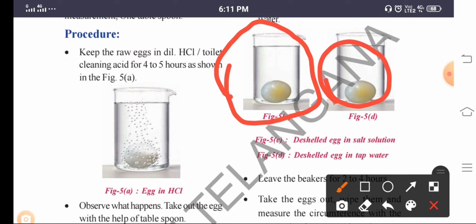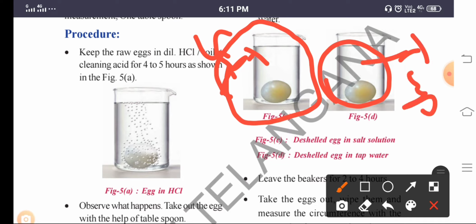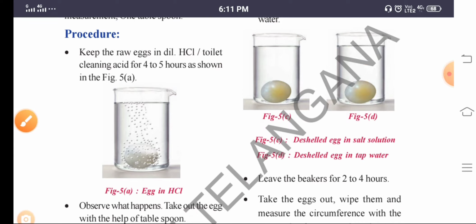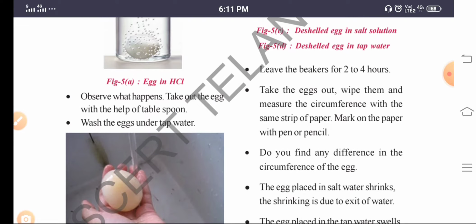But in this beaker we have taken a salt solution. Here we have taken tap water. So this is the major difference between beaker 5C and D. In this beaker we have taken the salt solution, in this beaker we have taken the tap water. But both beakers have a decelled egg. Now you have to leave this for 2 to 4 hours.